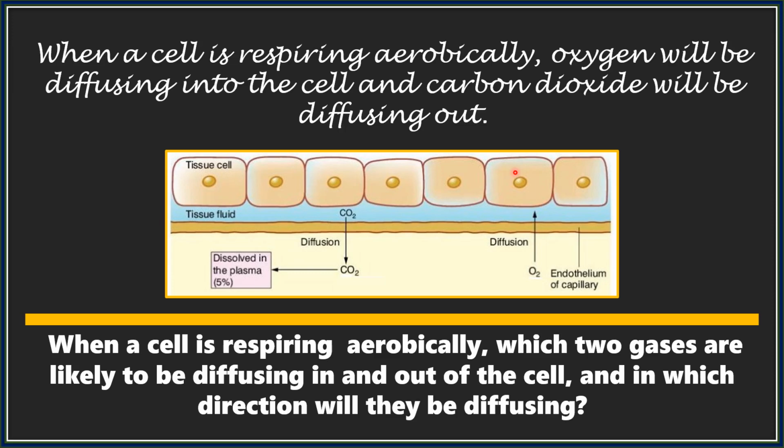So we say that when a cell is respiring aerobically, meaning that it is using oxygen, therefore oxygen is going to diffuse into the cell. And by respiring, it means that it is breaking down food or biological molecules to give us a product which is carbon dioxide and which is a waste. Therefore, that one will diffuse out of the cell.